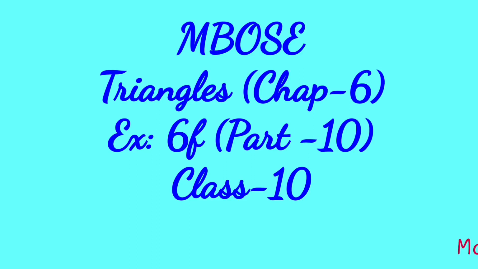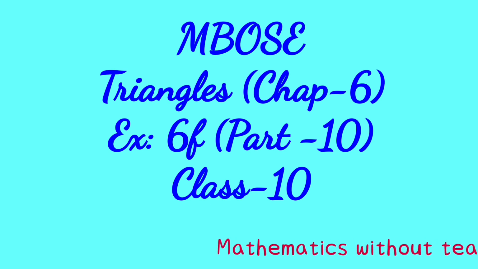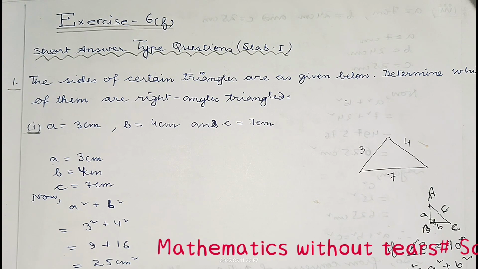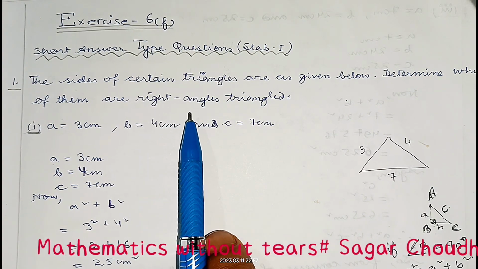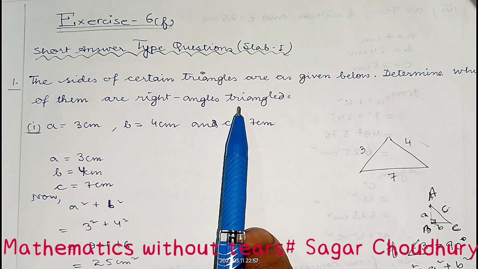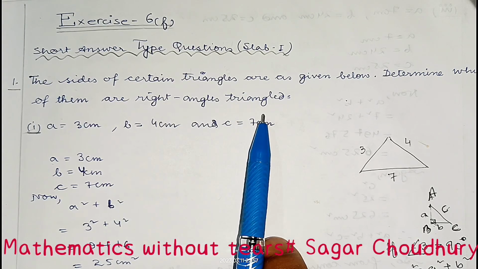Hello students, in my previous video I have done up to 6E and in this session I am going to discuss about sums of 6F which are mainly based on converse of Pythagoras theorem. Here question number 1 is: the sides of certain triangles are as given below. Determine which of them are right angled triangle.